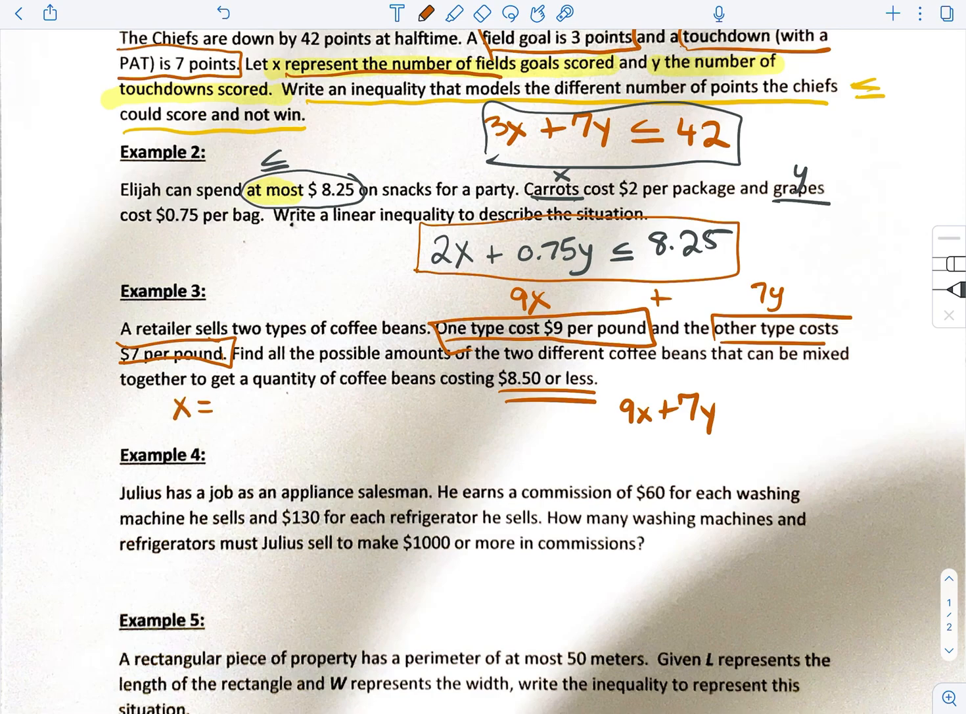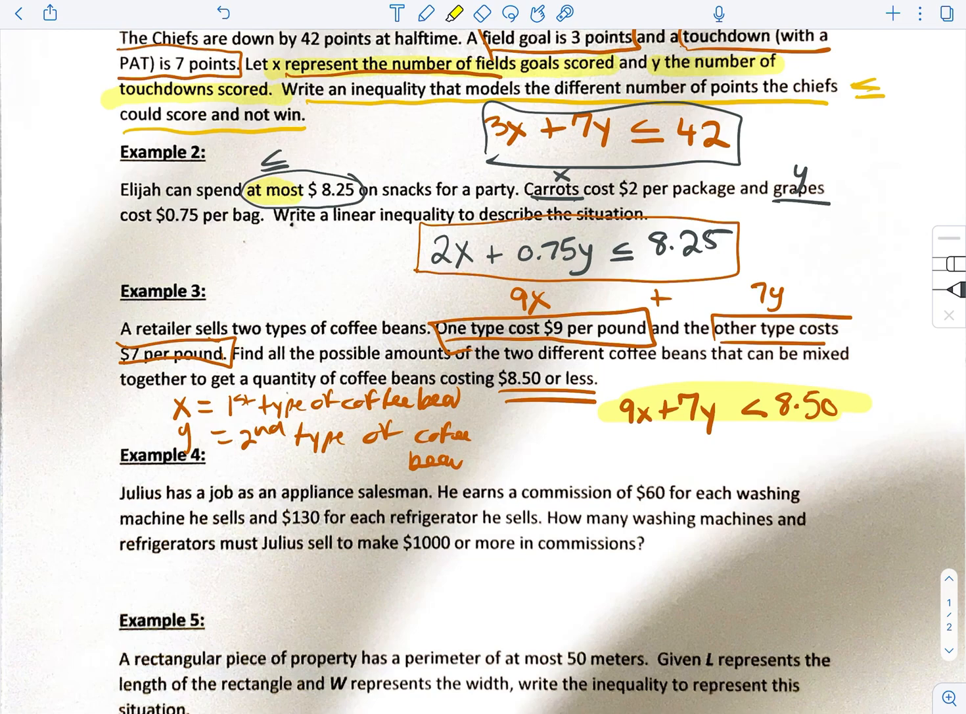Because x and y are the different types. And we can just write a note to ourselves. X equals the first type of coffee bean. And y is the second type of coffee bean. Right? And it's less than or equal to $8.50. All right, less than or equal to $8.50.